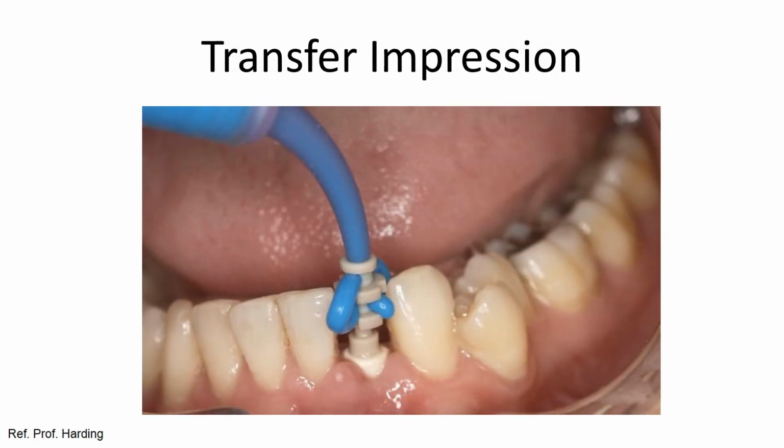Next, the impression material is injected around the transfer, and this can either be through the transfer or just around the transfer. And as I've said, many transfers exist. Some of them are screw retained, some of them are square. There's all sorts of varieties that you'll come across.